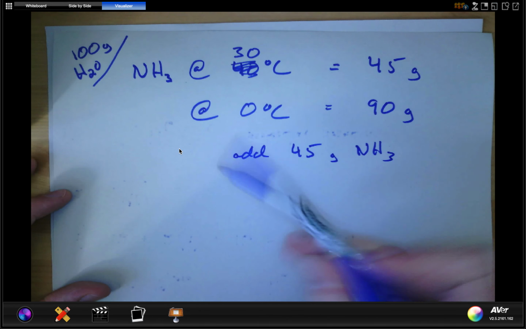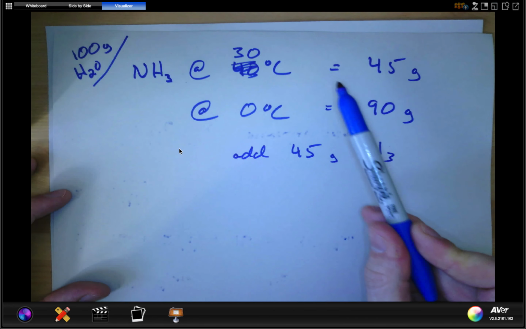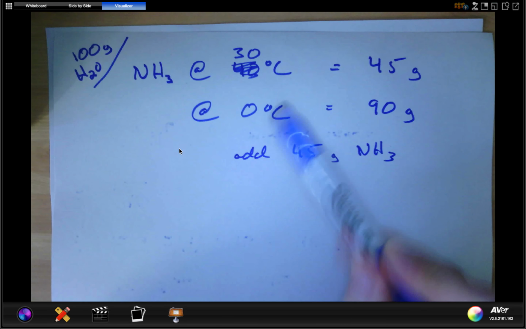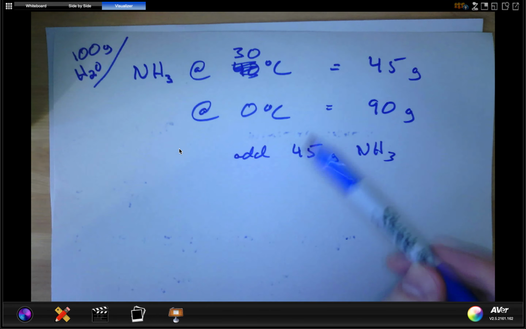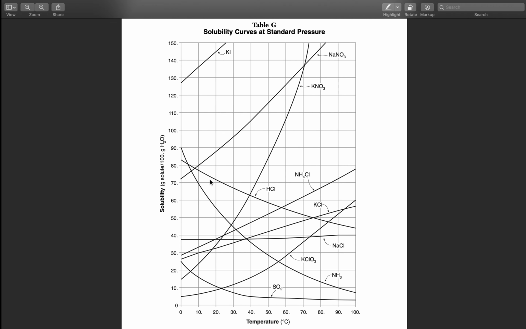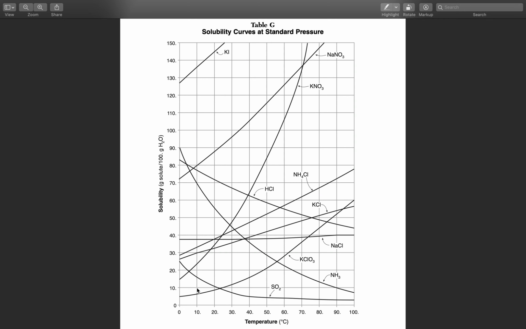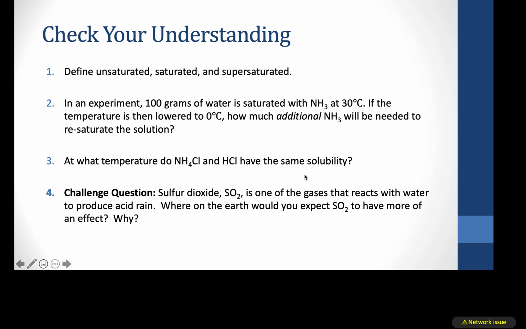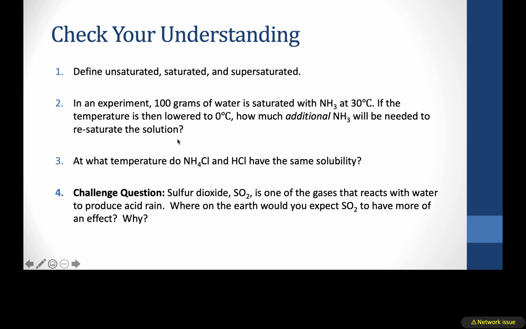Okay? And if you notice, NH3 is one of those weird substances that actually increases solubility when you decrease the temperature, right? Most things, if you decrease the temperature, you decrease solubility. In this case, NH3 is one of those weird ones, right, with the downward sloping curve, whereas most things curve up. Okay? So you'd have to add 45 grams of NH3 there to resaturate that solution. You'd need a total of 90, but it says how much additional? You need 45 more. Okay, so that one's a little bit tricky.